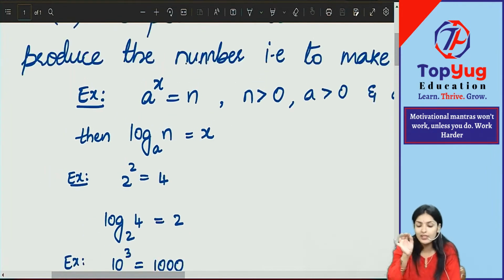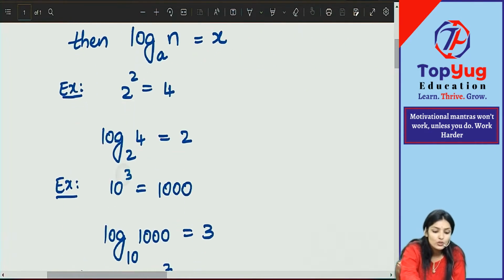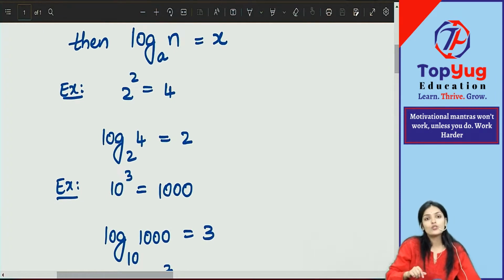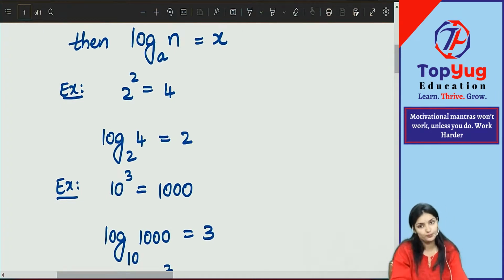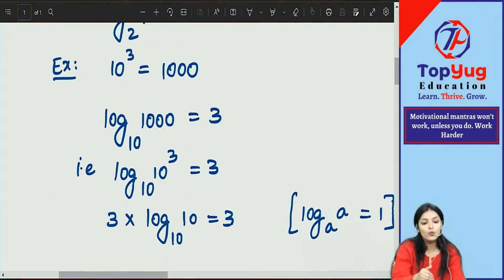So these are the examples. If you can write a to the power x is equal to n, at that point of time you can also write log n to the base a is equal to x. मतलब खाली power उधर भेजोगे आप. Like 2 square, if you want 4, so log 4 to the base 2 is equal to 2. So x is nothing but the power, n is nothing but the number, a is nothing but the base. ठीक है? चलो बढ़िया. Similarly 2 square is equal to 4, so log 4 to the base 2 is equal to 2. Okay? Again 10 cube is equal to 1000, so log 1000 to the base 10 is equal to 3.